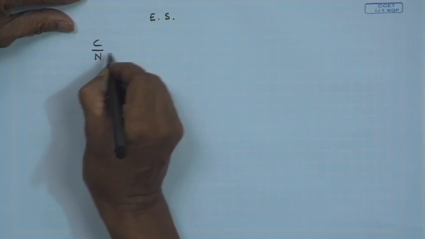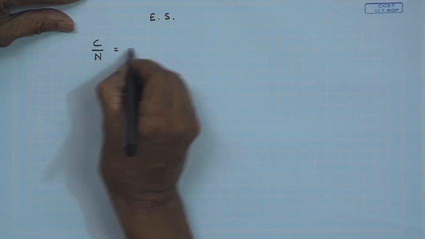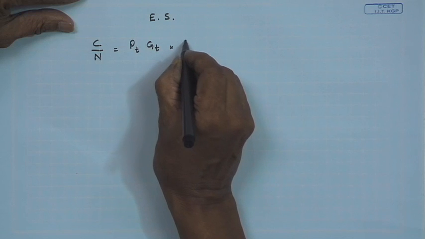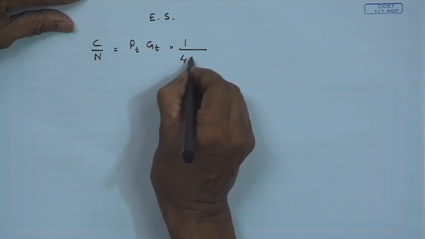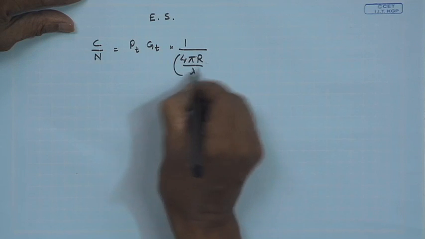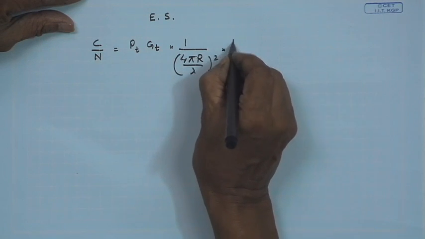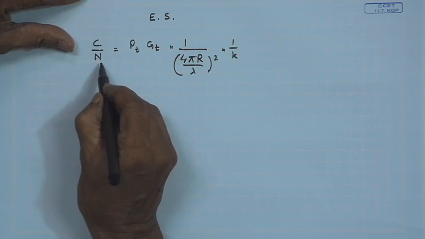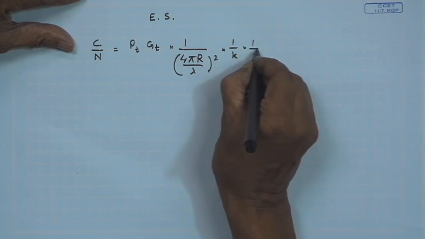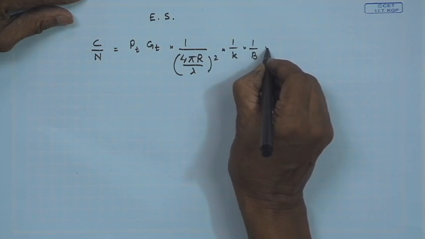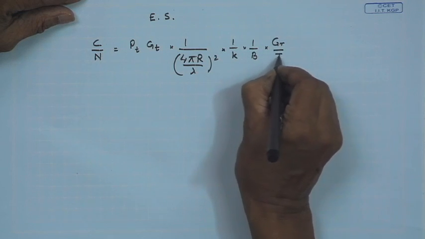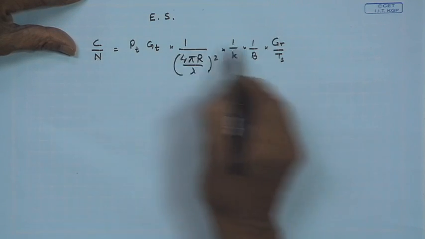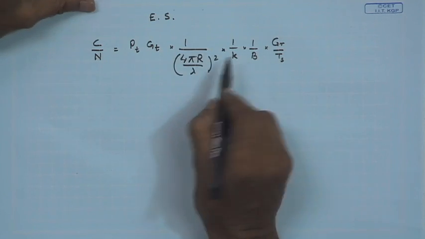Let us go back to our transmission equation. C by N is PT GT, (4 pi r by lambda) whole square, into 1 by k. I continue to repeat this so that you get familiarized with this one. Now, you just see I put C by N, so N naught is not there. So, bandwidth will come this side, another way of presenting, and G r by T. This T is system noise temperature, this is in ratio. It is not in dB. In dB it will be just 10 log of that.